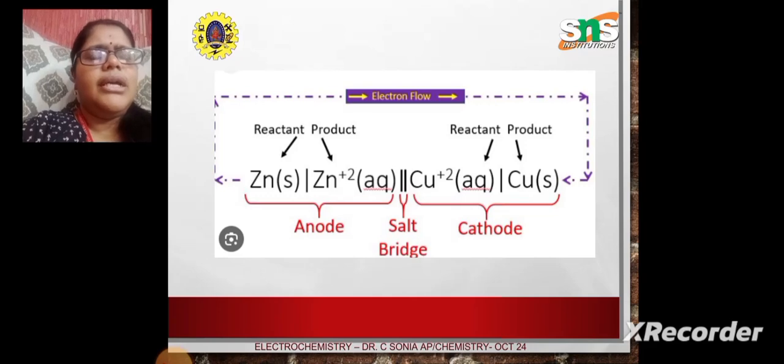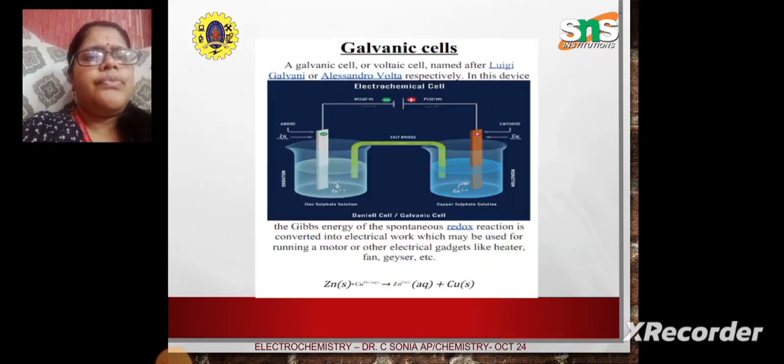Are separated by a salt bridge. So this is the galvanic cell. It's also called the voltaic cell. It's named after Luigi Galvani or Alessandro Volta, respectively.